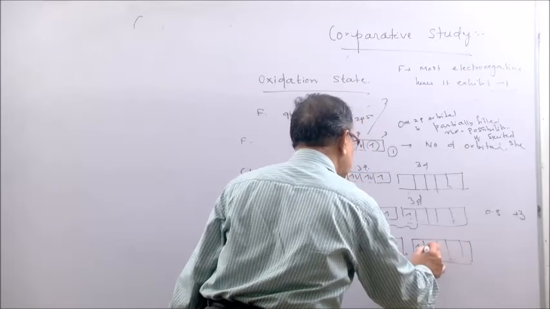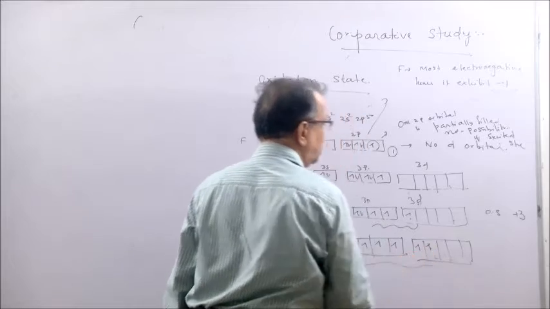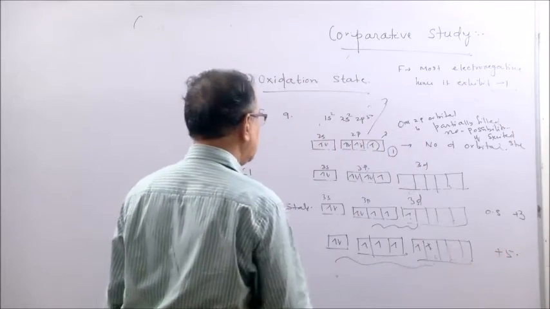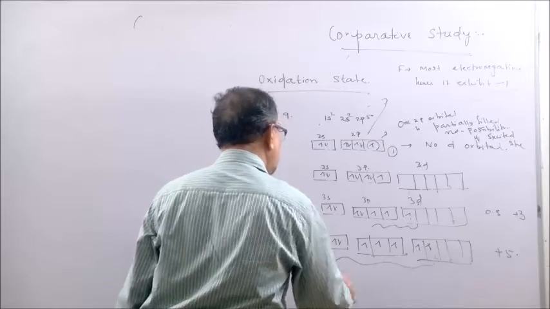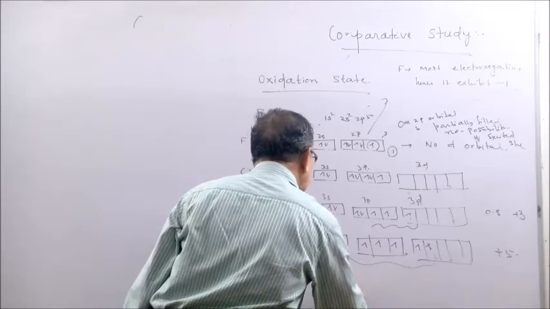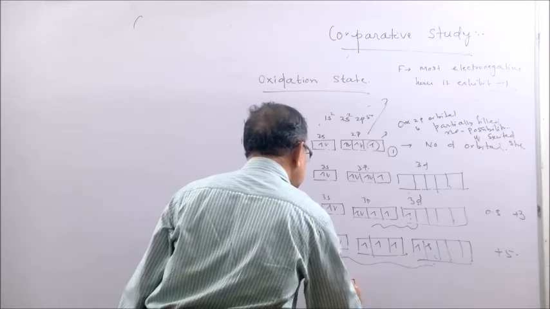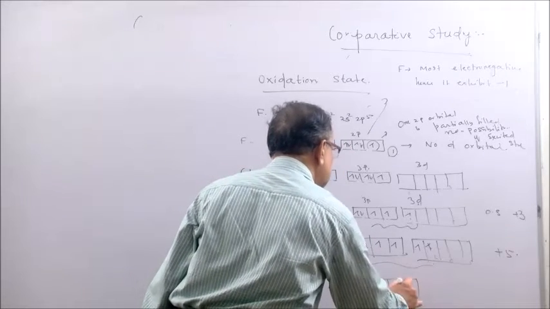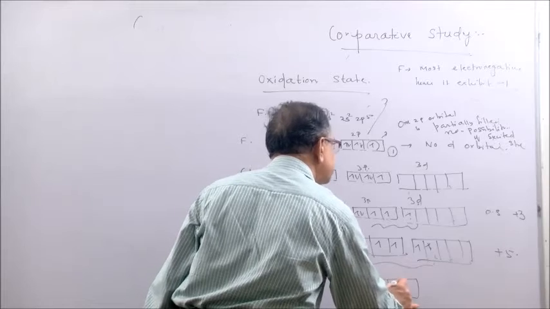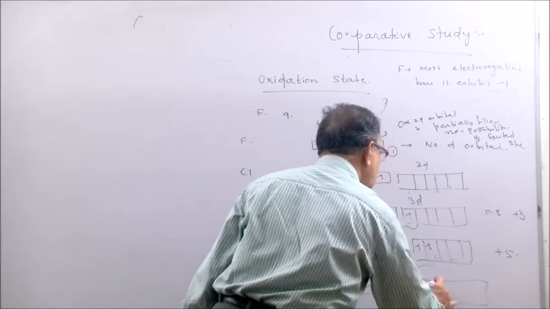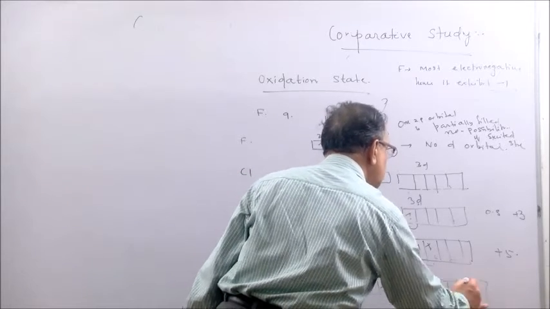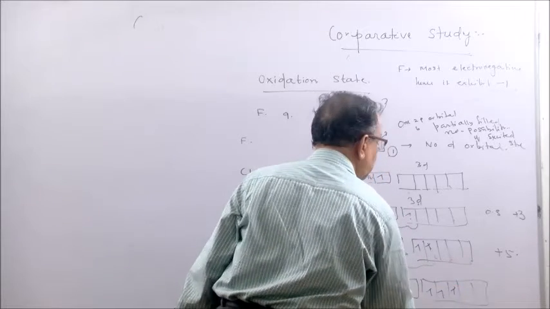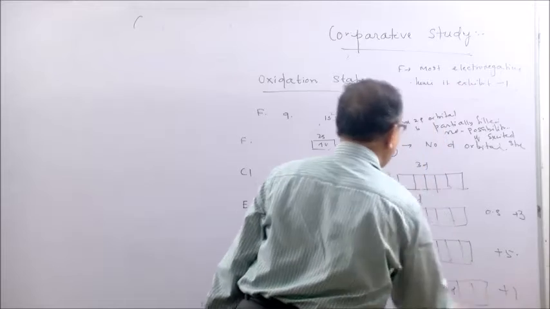So this state again exhibits +5 states. And the result is possible, it exhibits that, we get the possibility there. +7 state, like this.